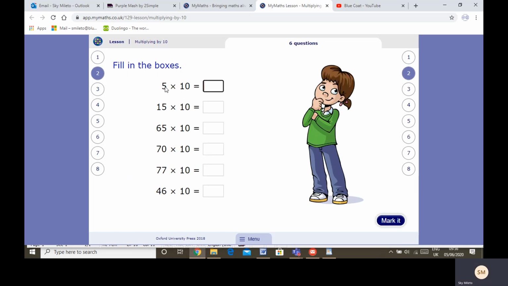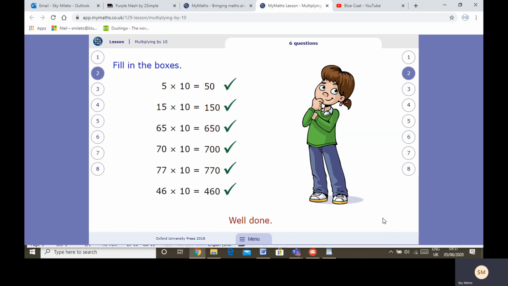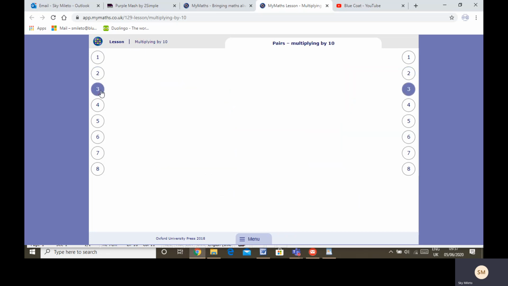So nice and easy, the 15 is a 1 and a 5 with a 0 next to it. The 1 will shift into the hundreds, the 5 will shift into the tens, and therefore we need a 0 in the ones. Same with the 65, 650. 70 times 10 will be 700, 77 times 10 will be 770, and 46 times 10 will be 460. It looks like I've just added a 0 onto all of them. Now I have, but what you need to understand is it shifts into the next place value. That is why we have to add a 0.